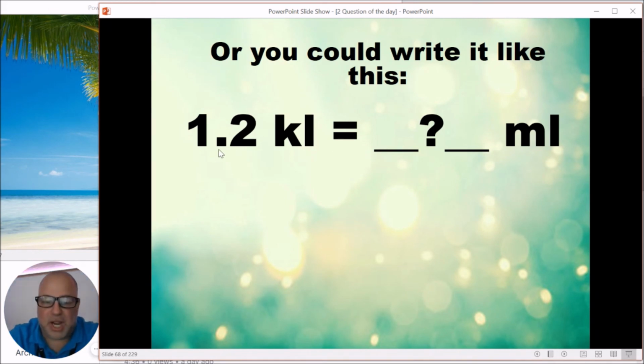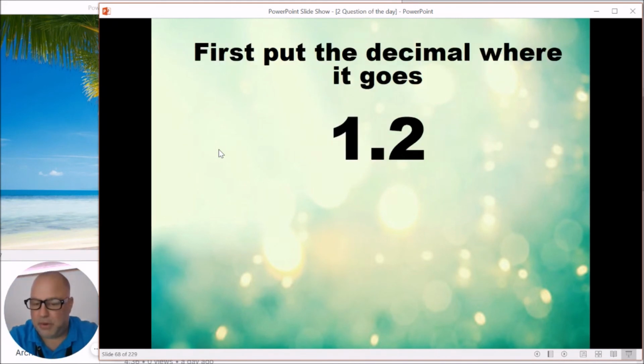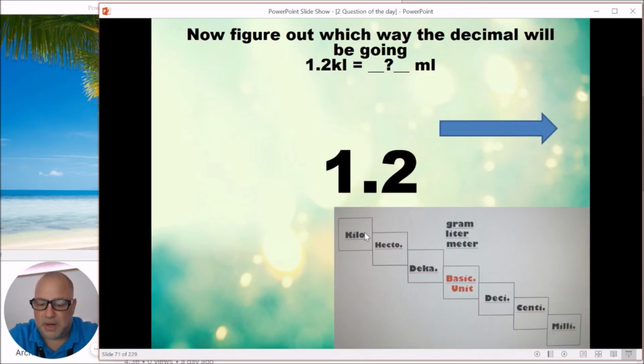So you always just want to check, which way is the decimal moving? This way or that way? And how many places over is it moving? Either the decimal's moving this way to the right, or the decimal's moving up, that way. So just check which way it's moving, how many, fill in the zeros, and then the units, and you've got it. All right, so check out the quiz.